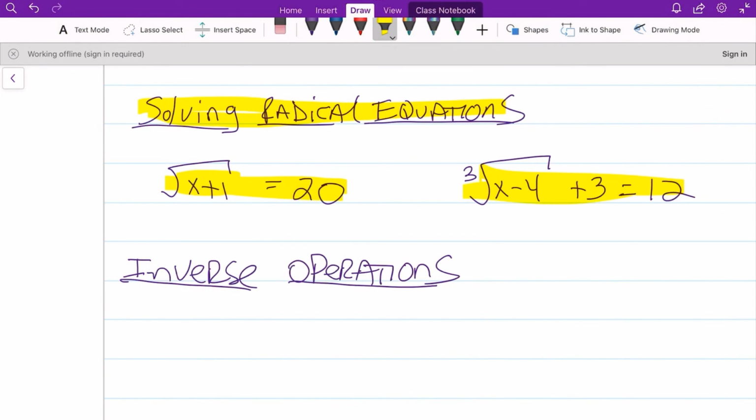These equations can come in a variety of different forms with a variety of different radicals. The steps that I'm going to show you in this video will work with a good number of these types of equations. Before I get into the steps in solving these, I just wanted to cover the concept of inverse operations. We're going to use inverses to solve these types of equations.